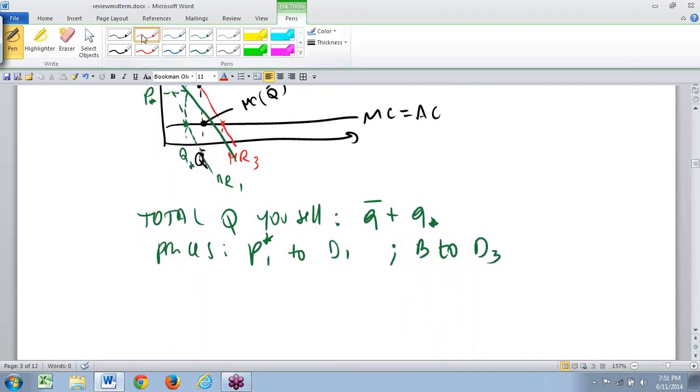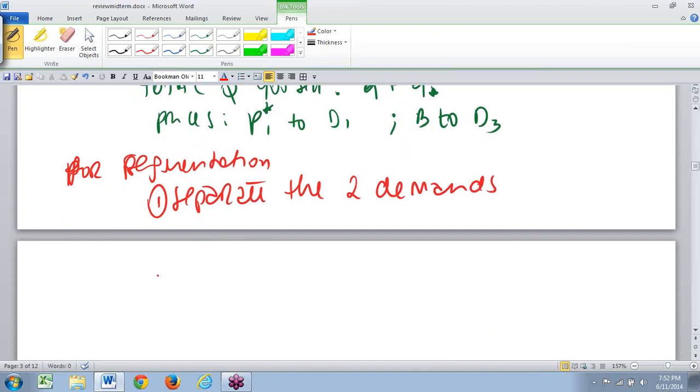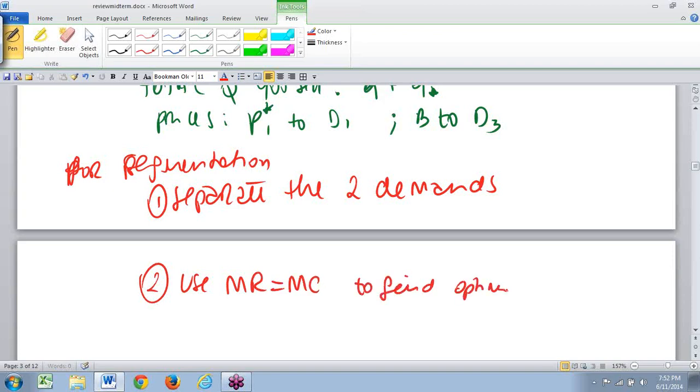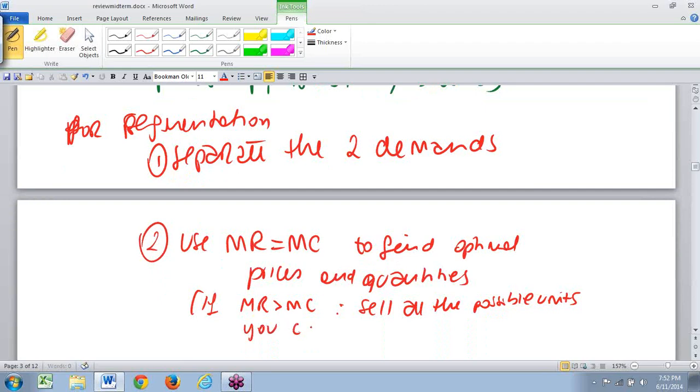So I write down the procedure. For segmentation, one, separate the two demands. And two, use marginal revenue equal to marginal cost to find optimal prices and quantities. If for one group marginal revenue is greater than marginal cost, sell all the possible units that you can to the group. Okay?